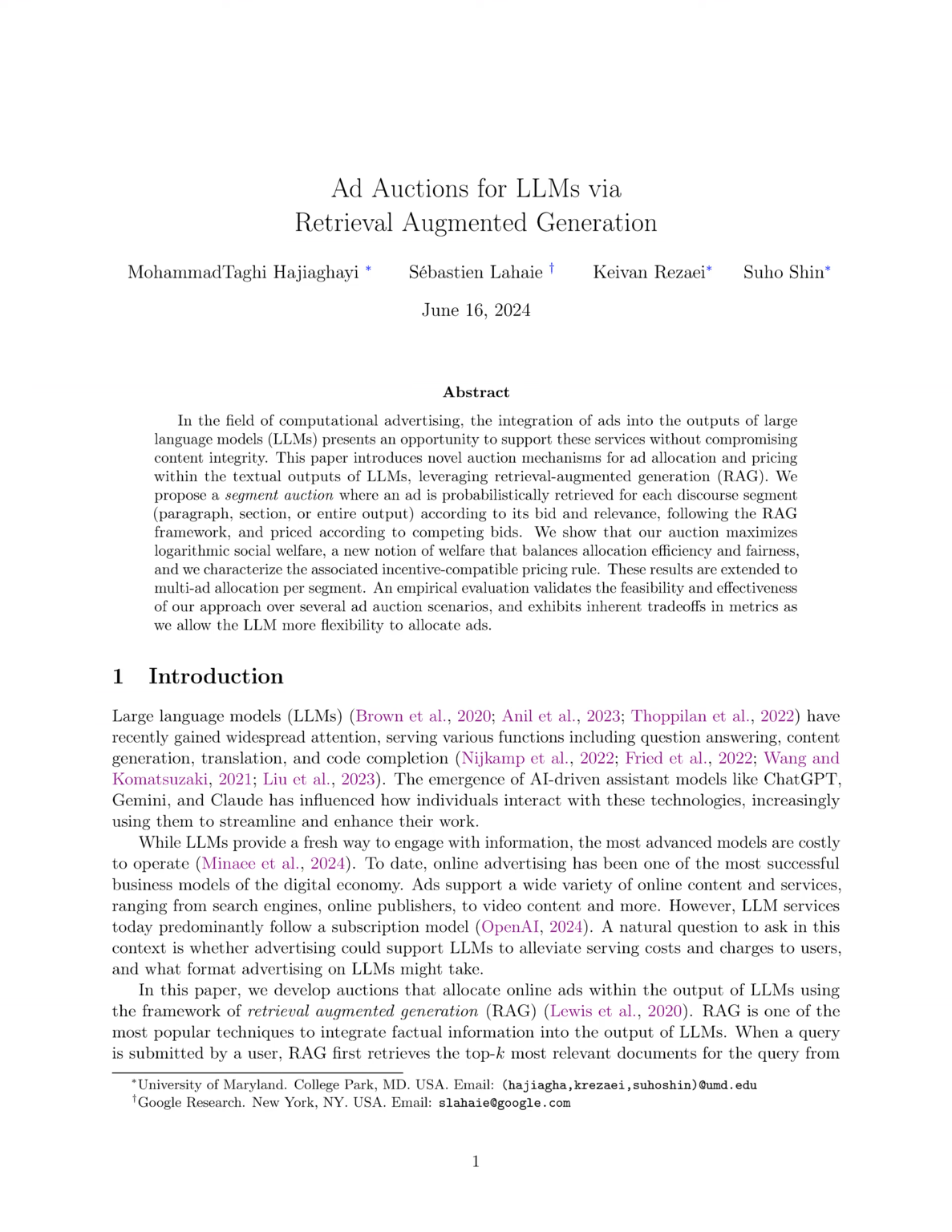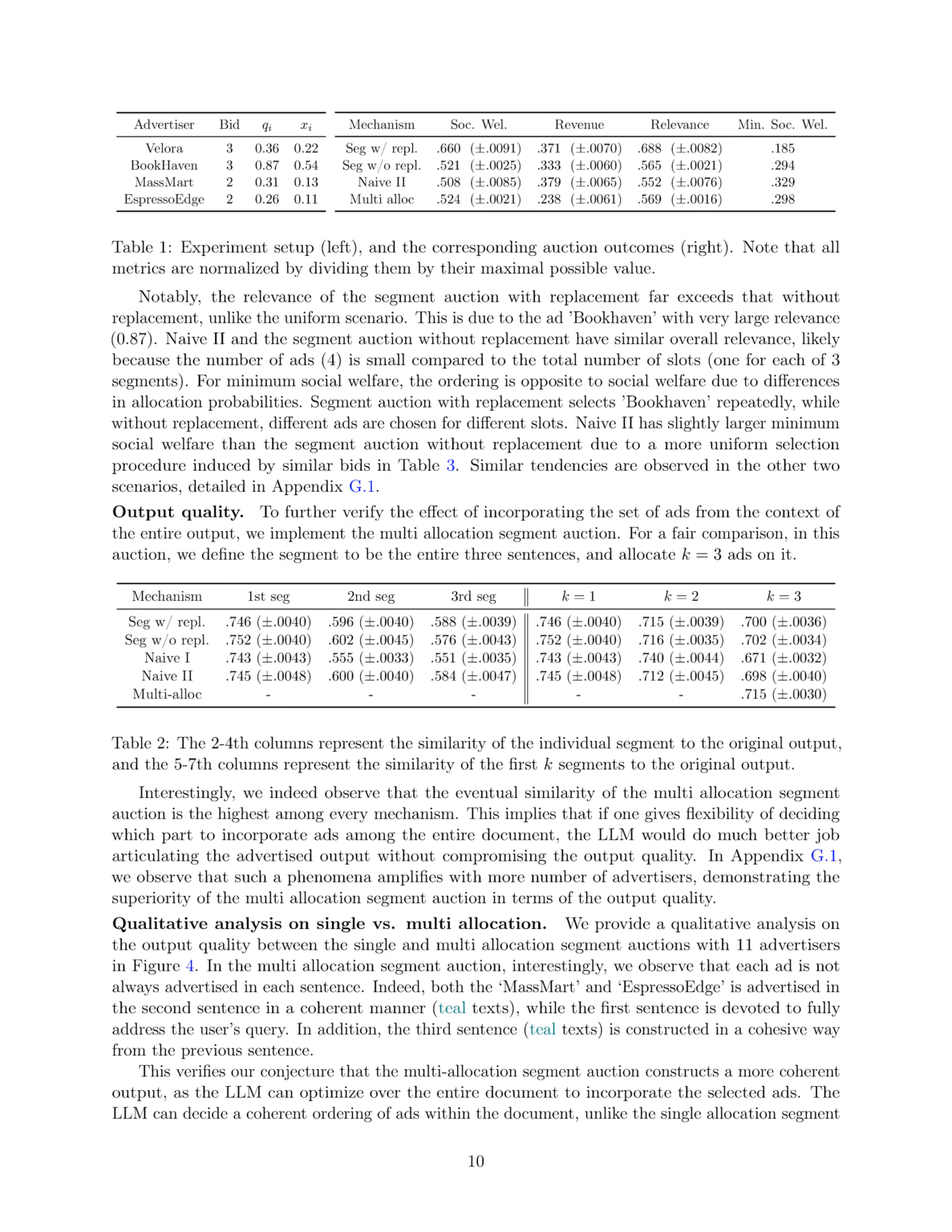Specifically, the method addresses the challenge of integrating ads into the generated content of LLMs in a way that maximizes social welfare, ensures individual rationality, and maintains high output quality. By developing segment auctions that allocate ads for each discourse segment of the LLM output, the method aims to optimize the allocation of ads while considering factors such as relevance, user satisfaction, and revenue generation.